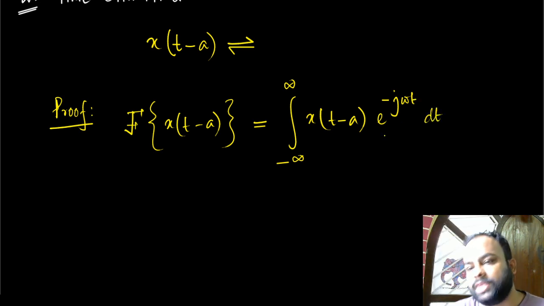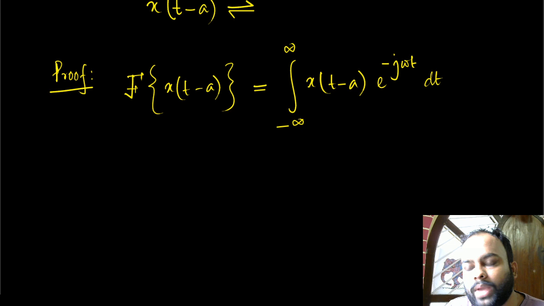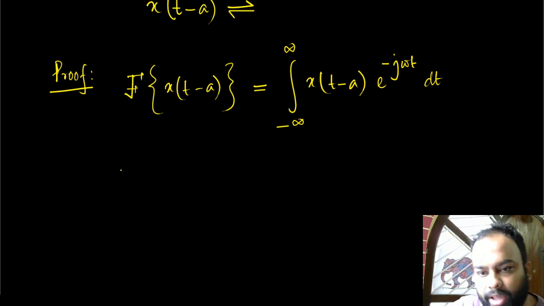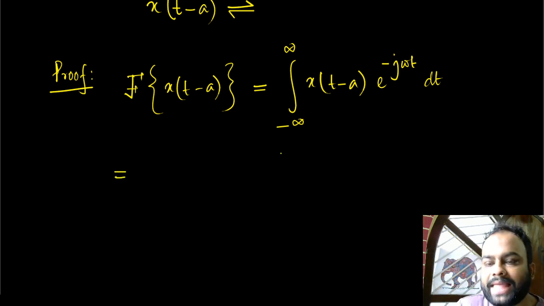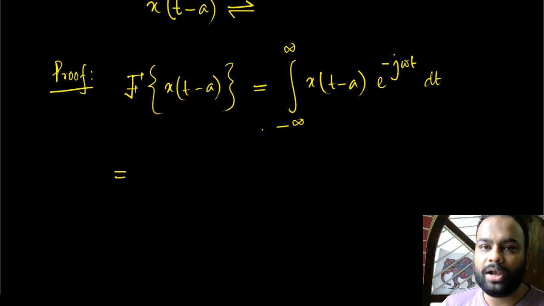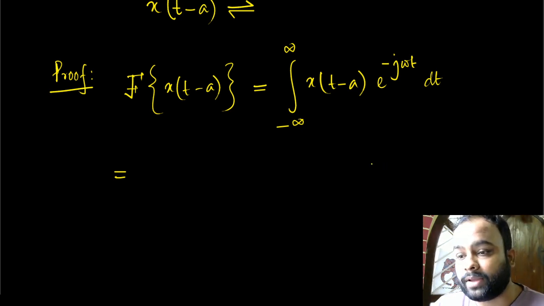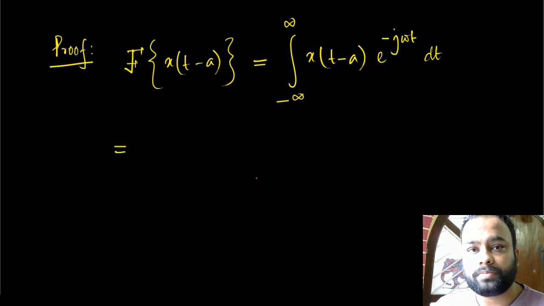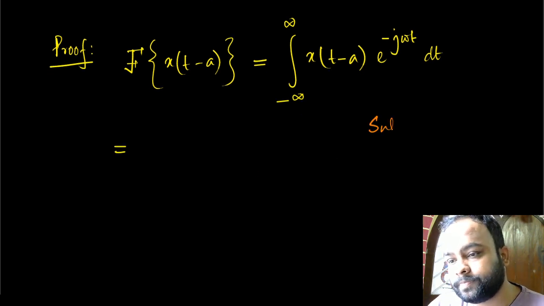That's the definition of the Fourier transform here. So we are calculating the Fourier transform of x(t minus a). With that said, if I do that calculation, I would need some substitution operation. While doing integrations, you have studied substitution. So let's substitute something.